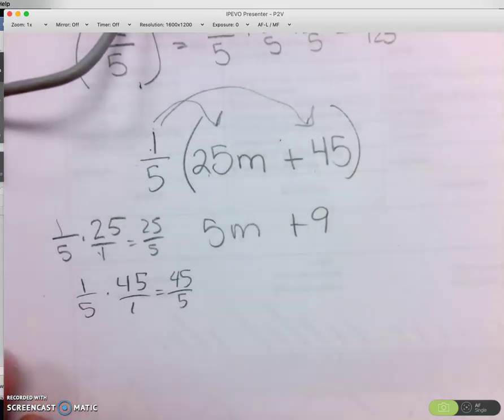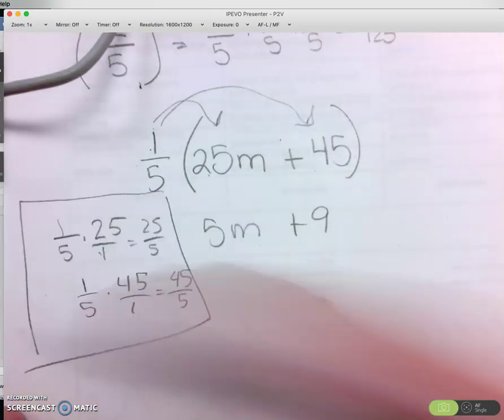Okay, again, you have to show the work. Yes? You have to show like 1 times 25 over 1 and stuff like that. Yep, you will have to show this work.